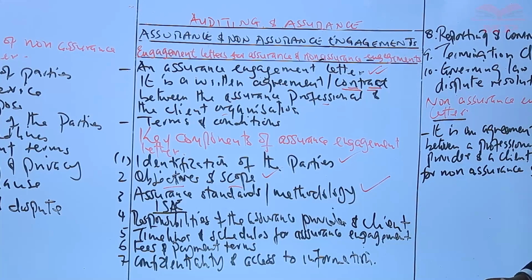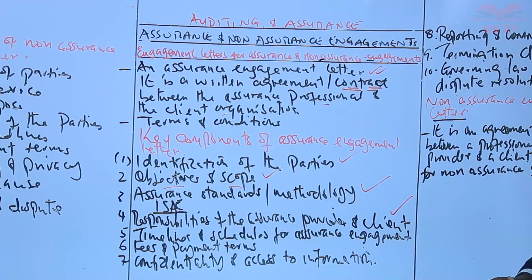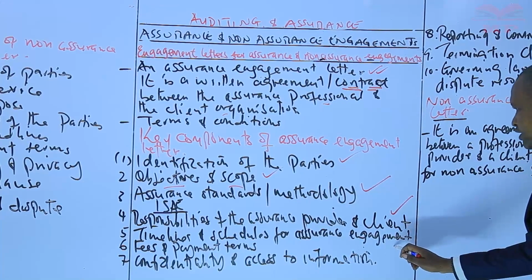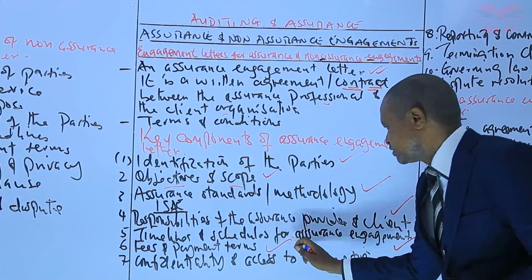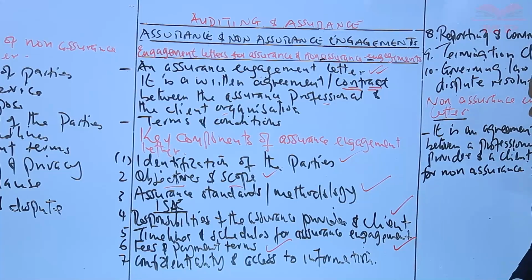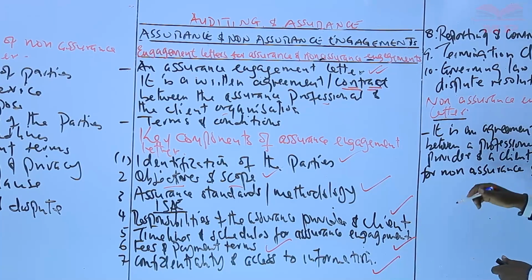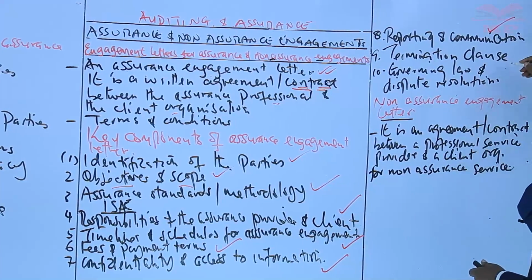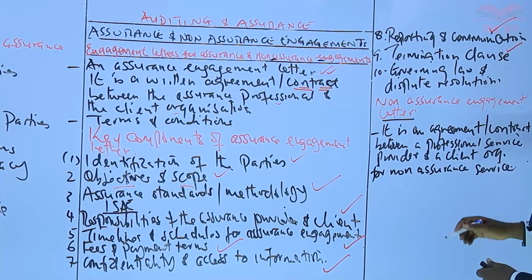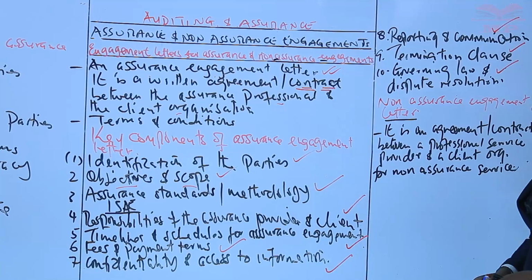Number 4, responsibilities of the provider and the client. Number 5, timelines and schedules for assurance engagement. Number 6, fees and payment terms. Number 7, confidentiality and access to information. Number 8, reporting and communication. Number 9, termination clause. Number 10, governing law and dispute resolution.